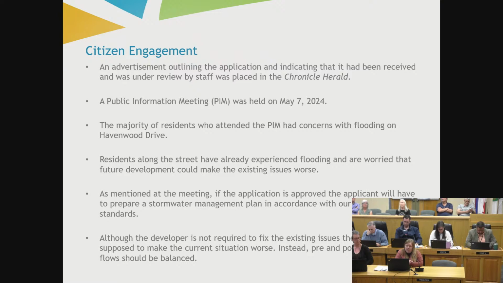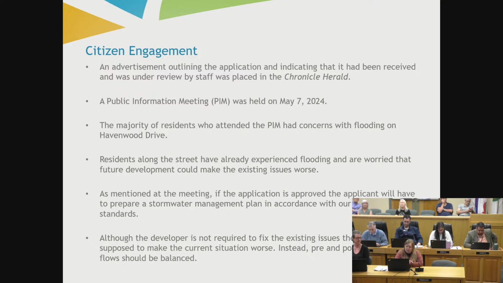Citizen engagement. So an advertisement outlining the application and indicating that it had been received and was under review by staff was placed in the Chronicle Herald. A public information meeting for the application was held on May 7th. The majority of residents who attended the PIM had concerns with flooding on Havenwood Drive. Residents along the street have already experienced flooding and are worried future development could make the existing issues worse. As mentioned at the meeting, if the application is approved, the applicant will have to prepare a stormwater management plan in accordance with our municipal standards.